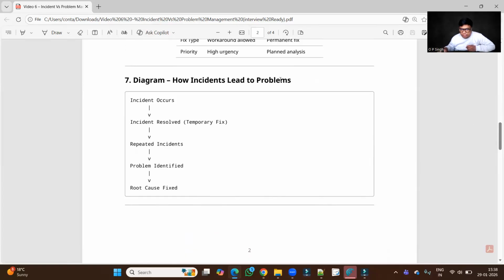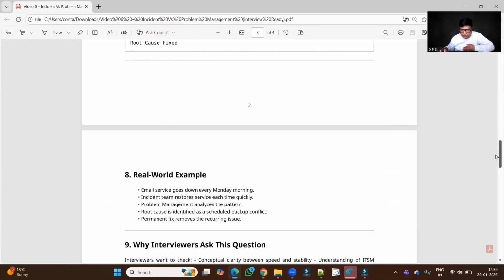How does an incident lead to a problem? Just go through the diagram. Incident occurs, incident resolved, which means we have provided a temporary fix. Services are up now, and business is running. After that, if the incident repeats, then we have to identify the problem and find the root cause.